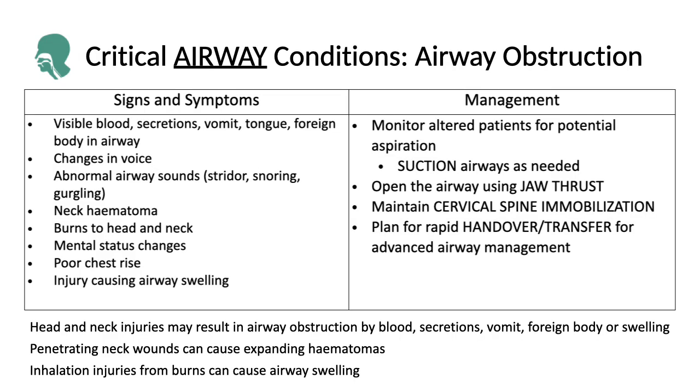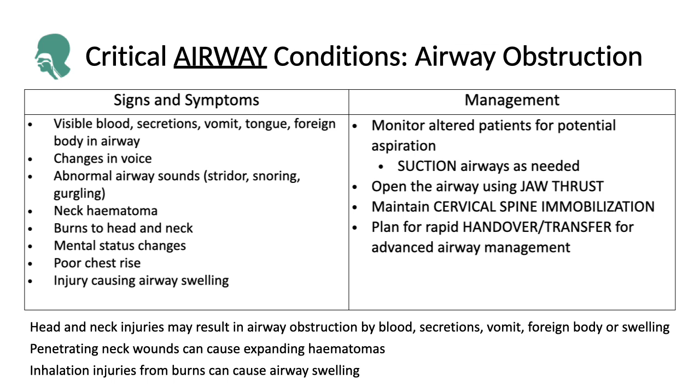A patient with severe trauma or head and neck injury can develop airway obstruction from blood in the mouth or airway, secretions in the mouth or airway, vomitus, presence of a foreign body, and also swelling of the tongue, lip, and other parts of the airway. A penetrating neck wound can cause an expanding hematoma. Inhalation injury by burn leads to airway swelling and obstructs the airway.